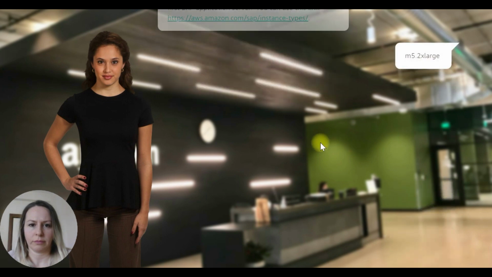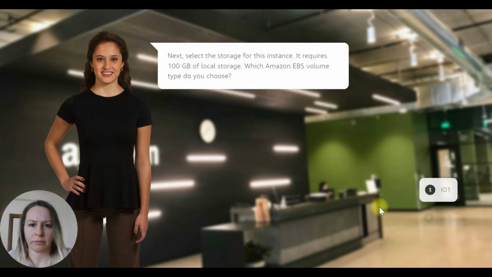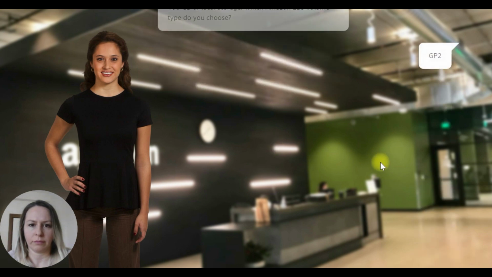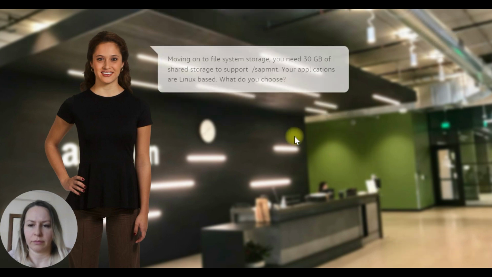That's correct. M5 is a good general-purpose instance type. It is certified to support up to 11,269 SAPS. Next, select the storage for this instance. It requires 100 GB of local storage. Which Amazon EBS volume type do you choose? Correct. GP2 is a good starting point for SAP applications. In cases where you need more performance, you can convert to IO1.